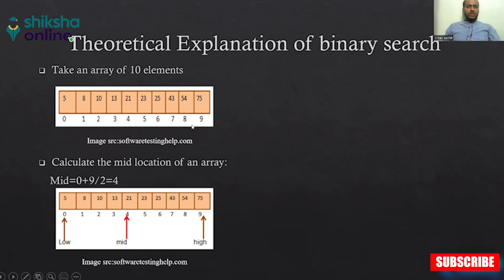Okay. So now what is the second step? I have to calculate the mid of the value. That is nothing but the position number, not the element value. The position number: 0 plus 9 divided by 2. That is nothing but 9 divided by 2, which is 4.5. So I will take it as 4. This is my midpoint.